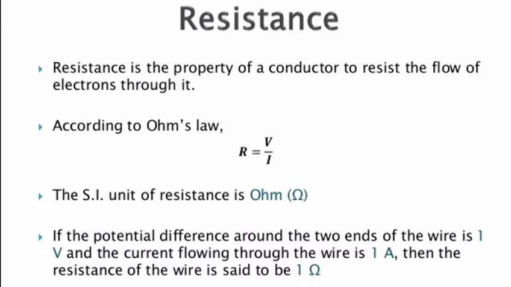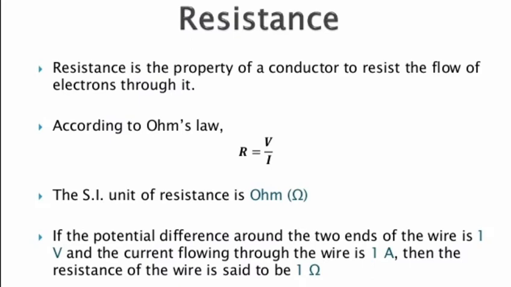Higher the resistance, more difficult is it for the current to flow through the substance, or lower the resistance, higher will be the current flowing through the substance. We can say that higher the resistance, it is difficult for the current to move in a conductor, and lower the resistance, easier is it for the current to move within the conductor.